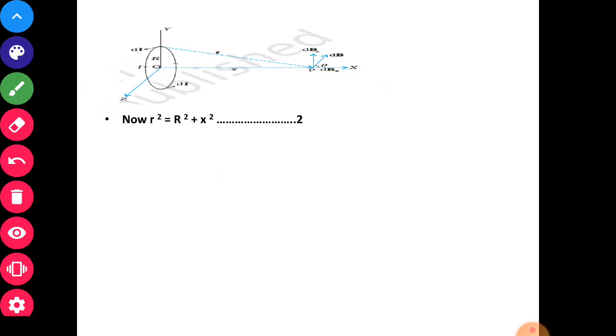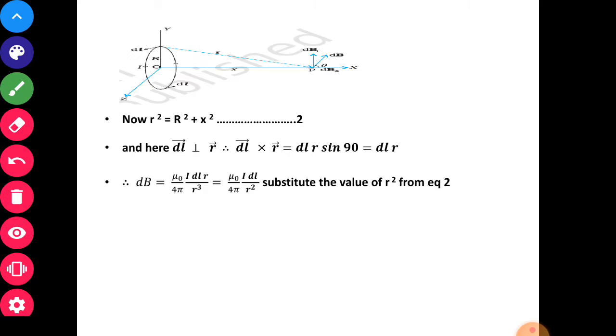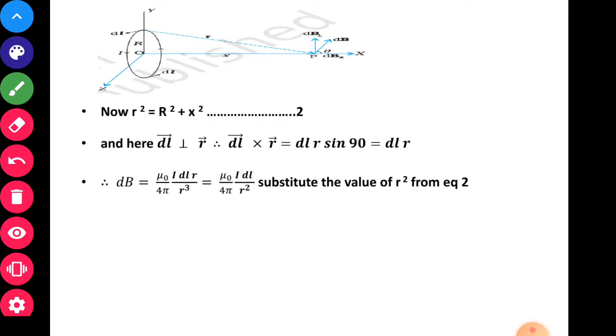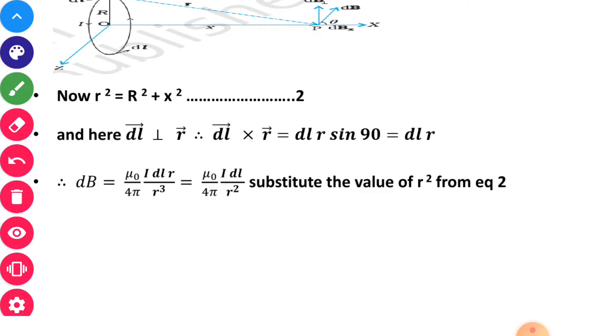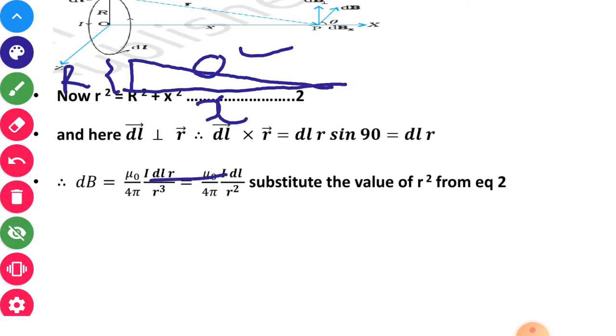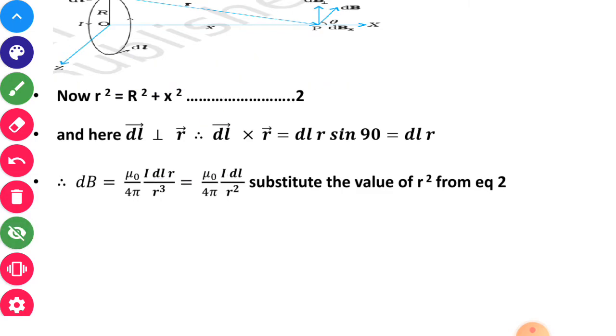Now it is all mathematics. dl and r are perpendicular, that I have shown in the model. So dl r sin 90 becomes dl into r. So our equation which I have written for Biot-Savart's law can be easily understood now. It is very easy to understand. Mu 0 upon 4 pi remains as it is, I dl r sin 90, so it becomes dl into r upon r cube.